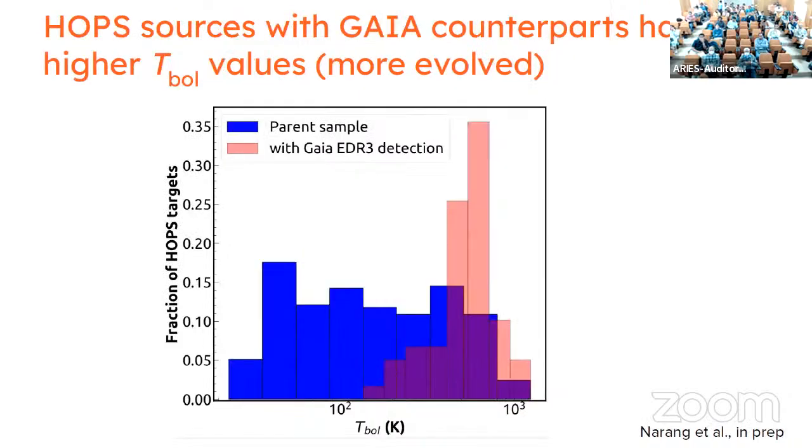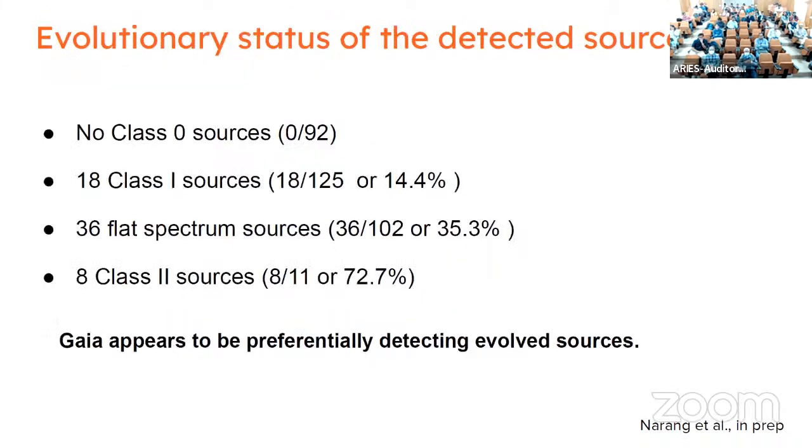If you look at the bolometric temperature of these two samples, again, the parent sample is shown in blue, whereas the Gaia detected sample is shown in peach. We find that the bolometric temperature of the optically detected sources is much higher, indicating that they are more evolved sources. Higher bolometric temperature means a more evolved source, and that is what we are finding. This is also evident if you look at the evolutionary stages of the protostars that we detect. We don't detect any class 0 protostar. We detect about 18 class 1 protostars and about 36 flat spectrum protostars, indicating that Gaia is preferentially detecting more evolved sources.